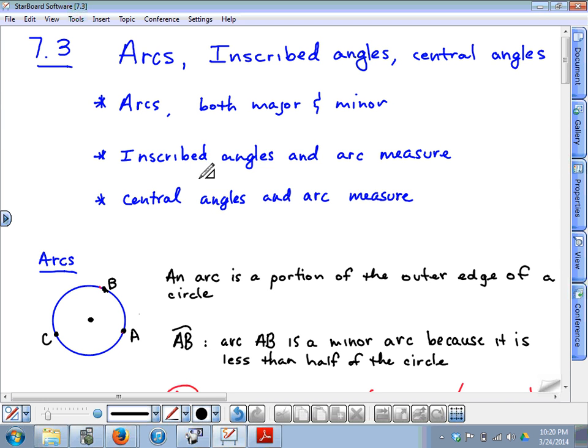Hopefully that was enough time. If not, I guess you can pause it here real quick, but I'm going to move on. So draw a circle and label a couple of these points on the outer edge of the circle. Now an arc is a portion around the outer edge of a circle. So if you start tracing around the outer edge of the circle, you're tracing what's called an arc.